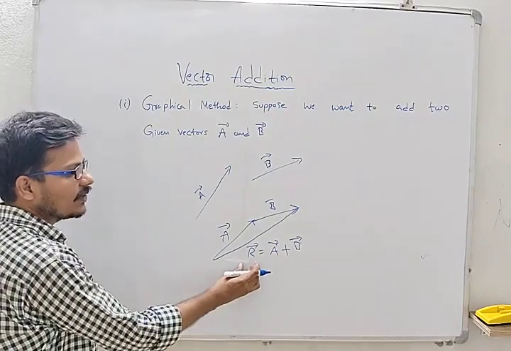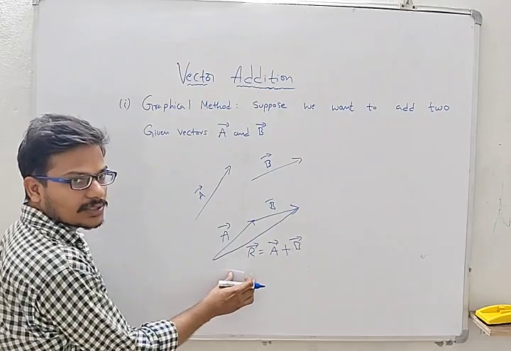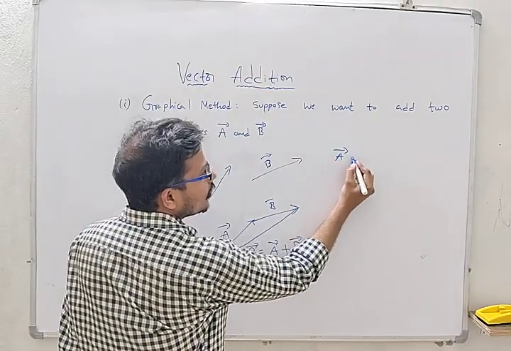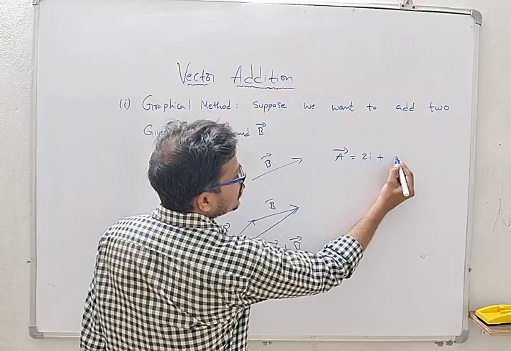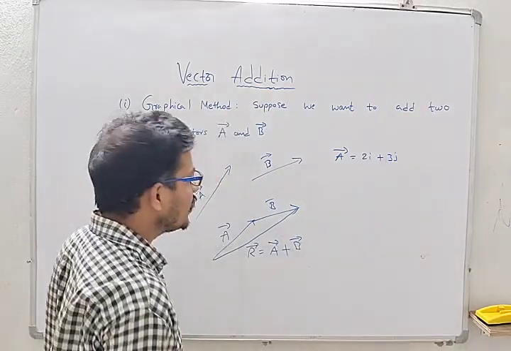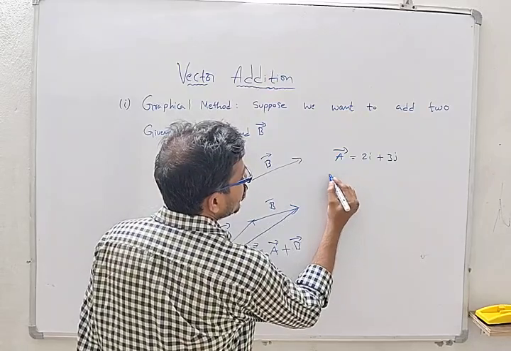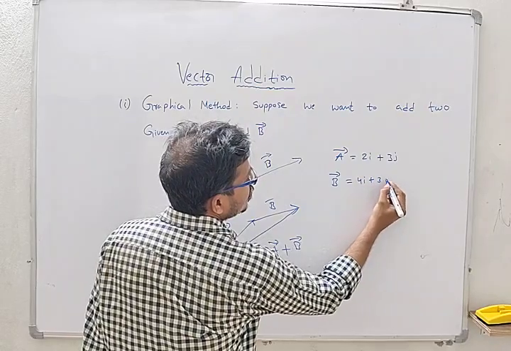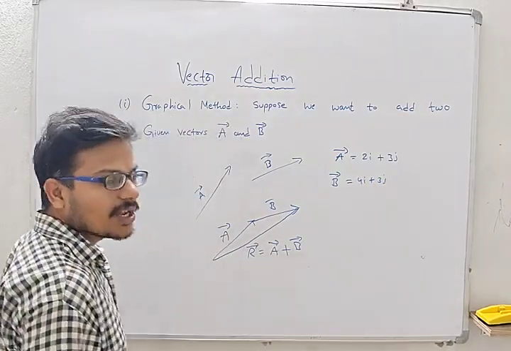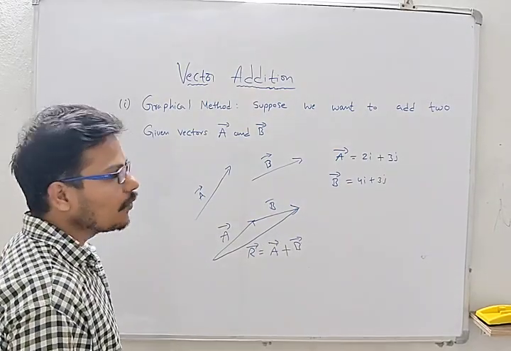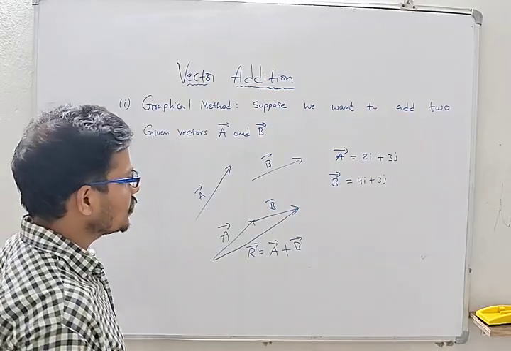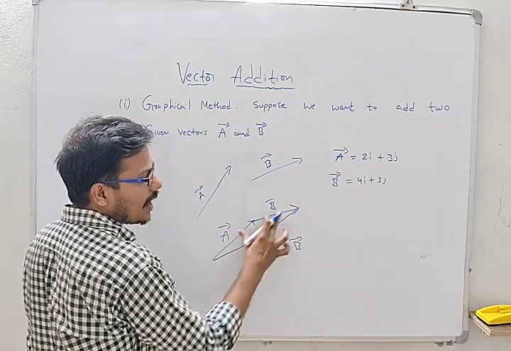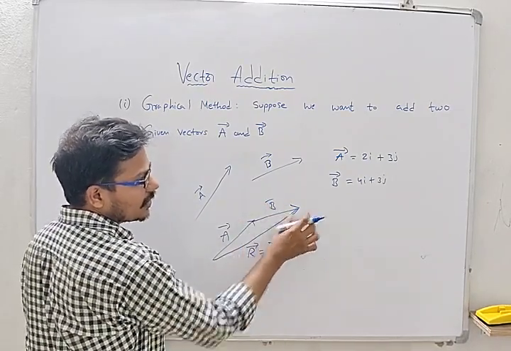So how to get the resultant vector? Resultant vector means the addition of two vectors. Now take a vector for A, 2i plus 3j, and for B, 4i plus 3j. As per my wish, I am taking 2i plus 3j and 4i plus 3j for the A and B vectors. I have to add these two vectors to get a resultant vector.